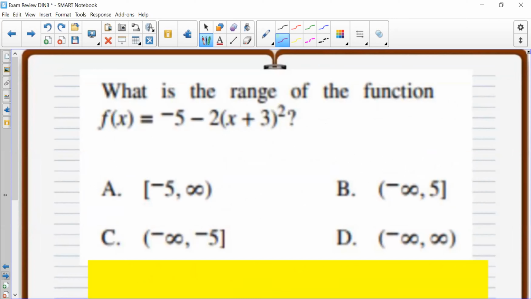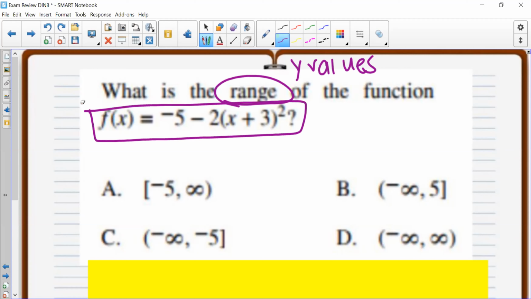All right, next, what is the range of the function f of x equals -5 minus 2 times x plus 3 squared? If I'm answering range, those are y values, and I need a graph. A lot of times they will give me a graph, but they did not on this one. So since they did not give me a graph, the very first thing I'm going to do is go to Desmos and type this in, because I want a graph.